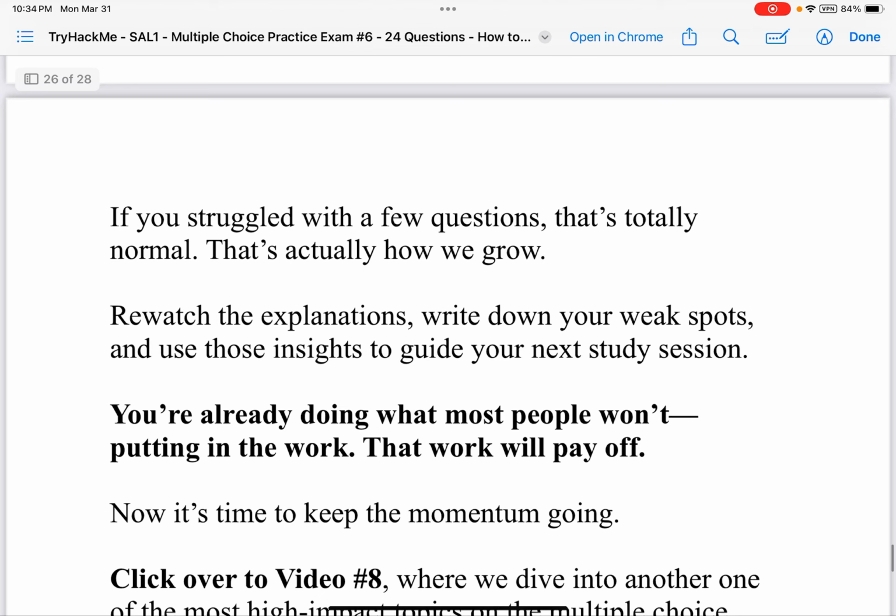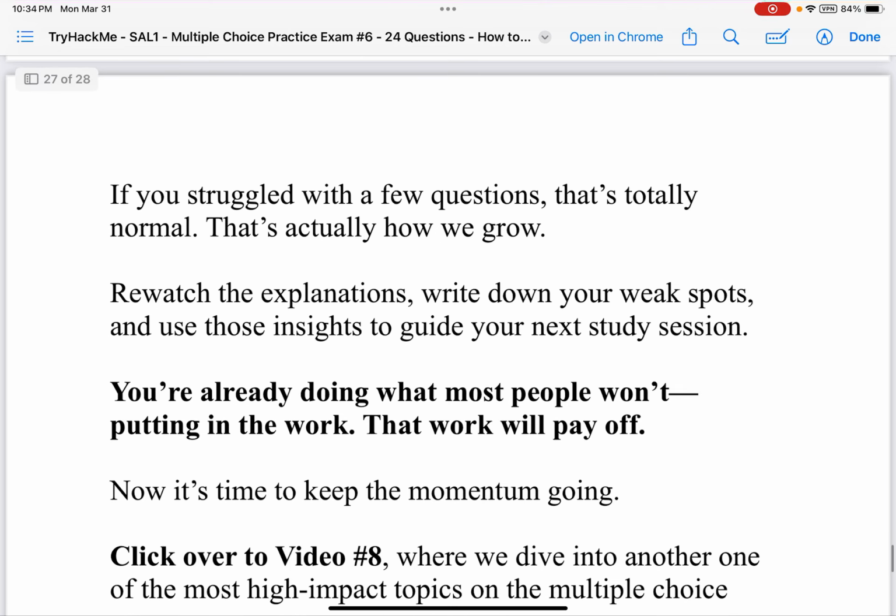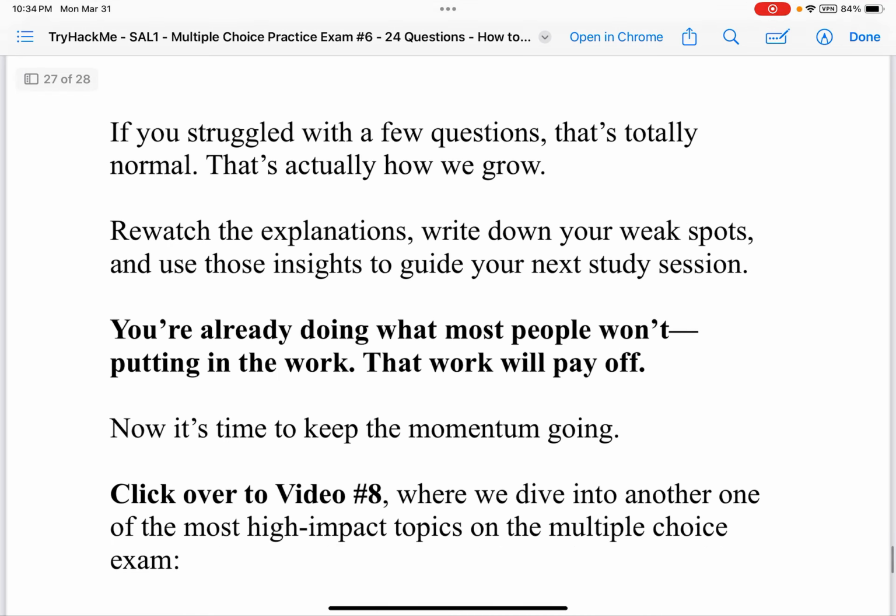If you struggle with a few questions, that's totally normal. That's actually how we grow. Rewatch the explanations, write down your weak spots, and use those insights to guide your next study session. You're already doing what most people won't, putting in the work. That work will pay off. Now it's time to keep the momentum going.